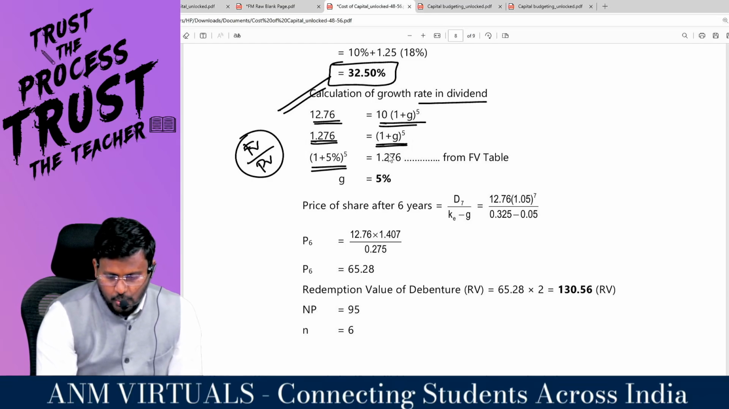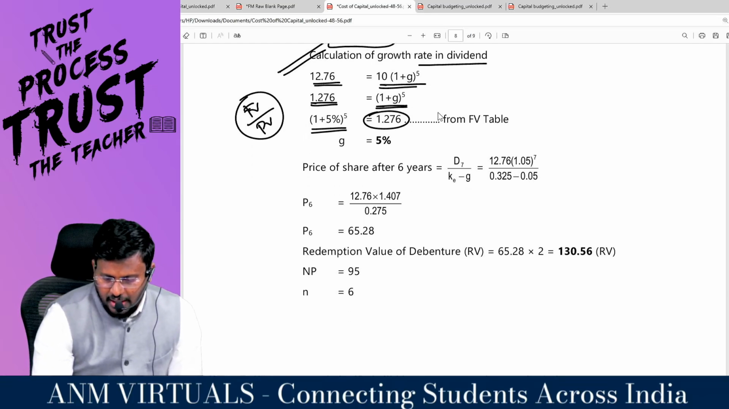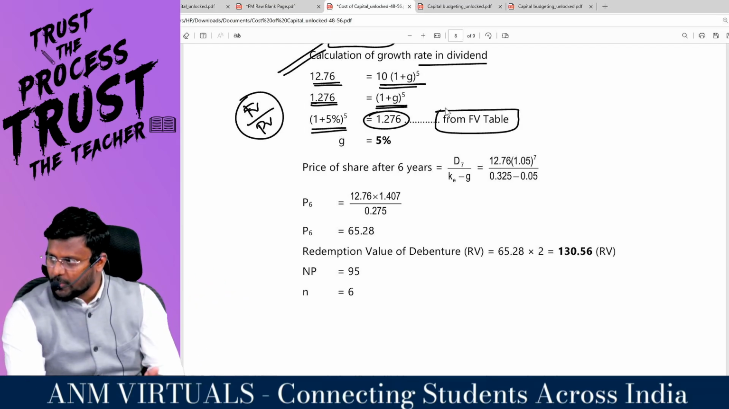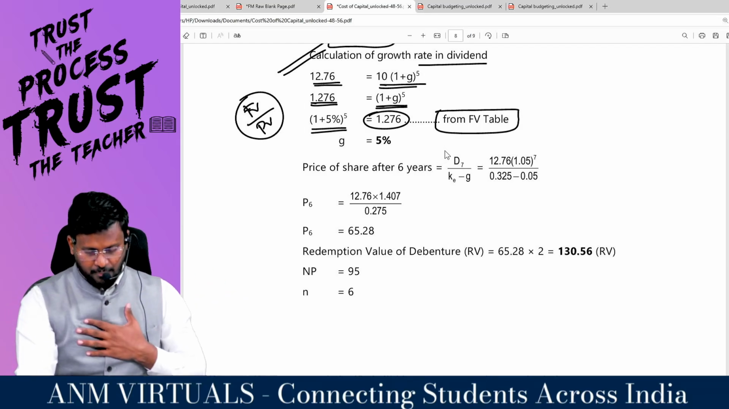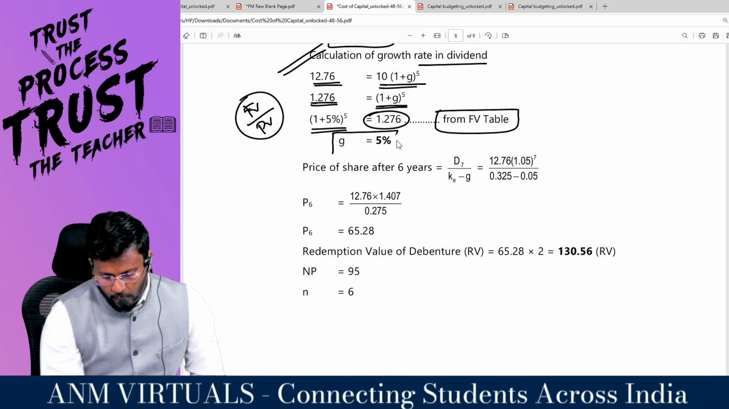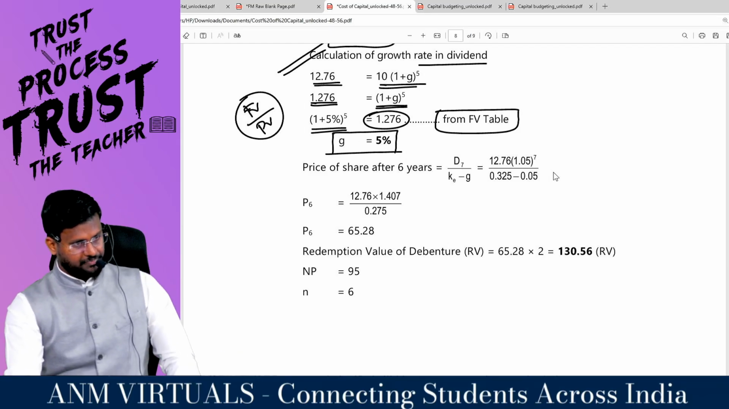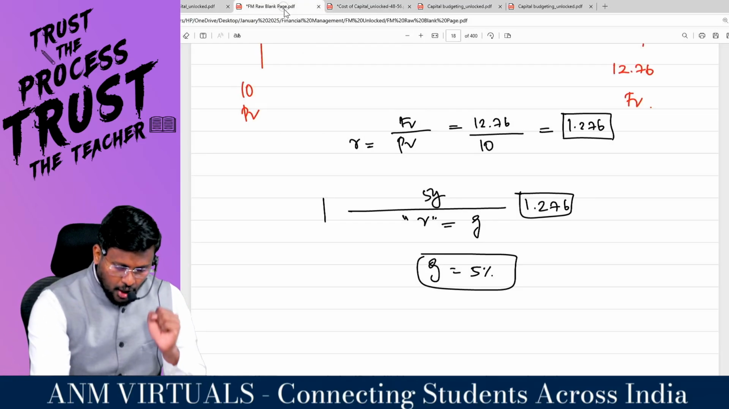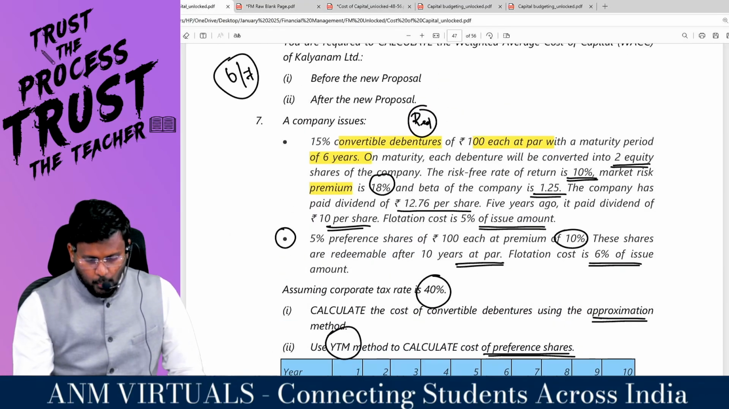So (1 + 5%)^n comes to 1.276 from the future value table. They have given the future value table, we check it, and we got the right answer also. So g is equal to how much percentage? 5%. From here the game starts. Here the logic starts. What they are saying in the question.